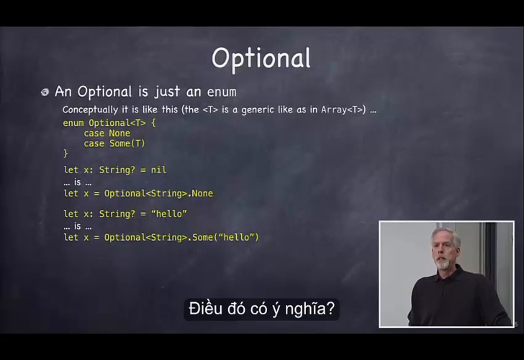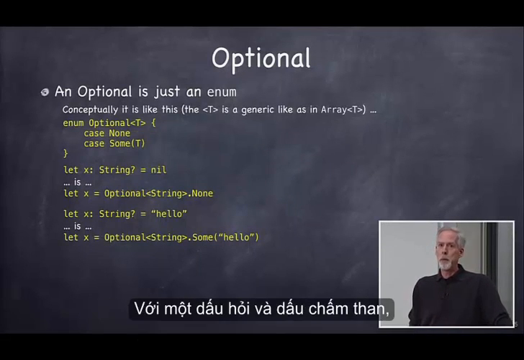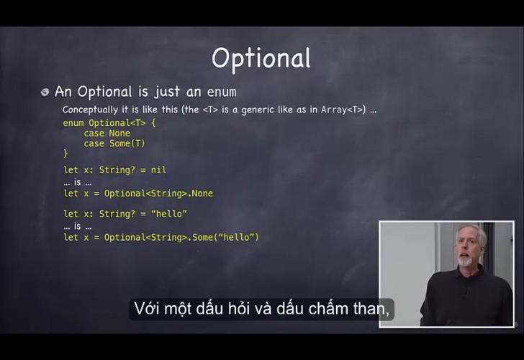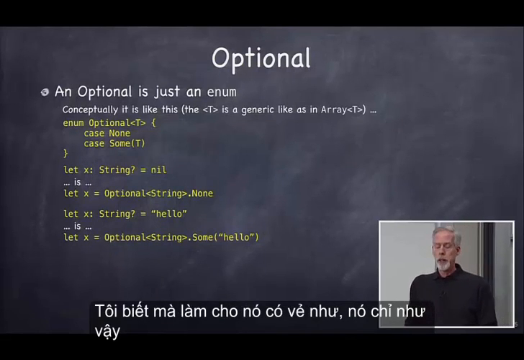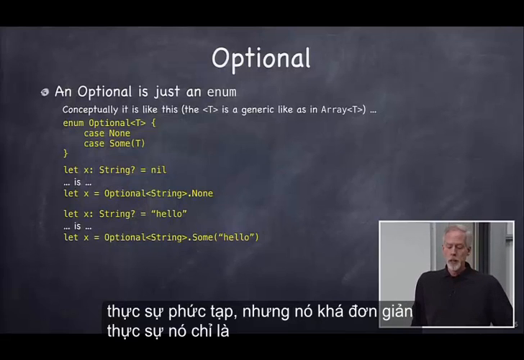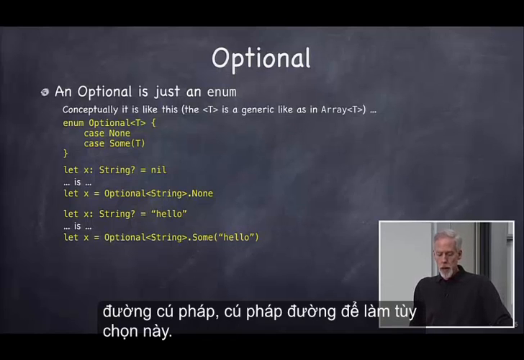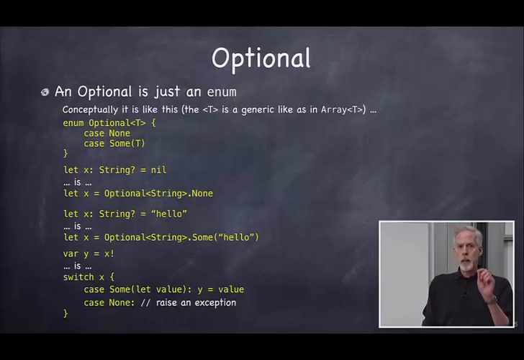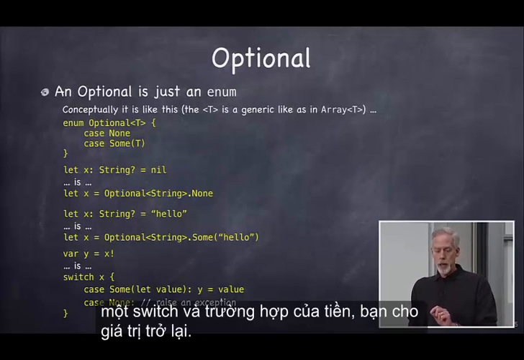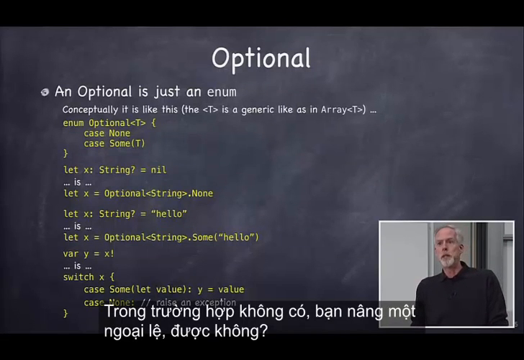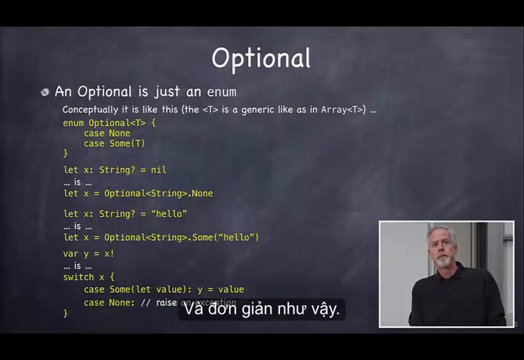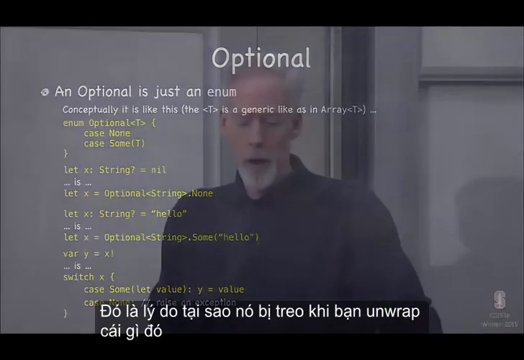Does that make sense? So optional is really actually super simple. The question mark and the exclamation point, I know that makes it seem like, whoa, it's really complicated, but it's pretty simple, really. It's just syntactic sugar to do this optional. Now, the unwrapping really just looks like this. It's just a switch. And in the case of some, you give the value back. And in the case of none, you raise an exception. Okay? And simple as that. That's why it crashes when you unwrap something that's nil.